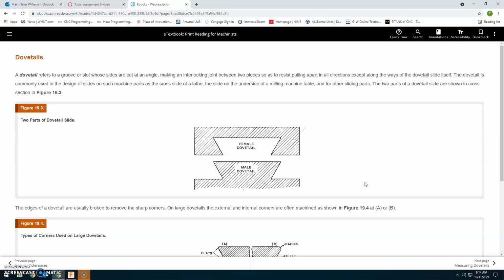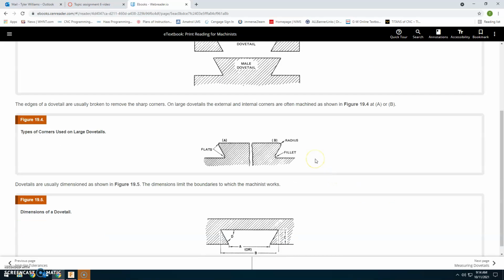The two parts of the dovetail slide are shown in cross section in figure 19.3. So there's the 19.3. The edges of a dovetail are usually broken to remove the sharp corners. On large dovetails, the external and internal corners are often machined as shown in 19.4 at A or B. So A and B. So flats, fillets, radius.